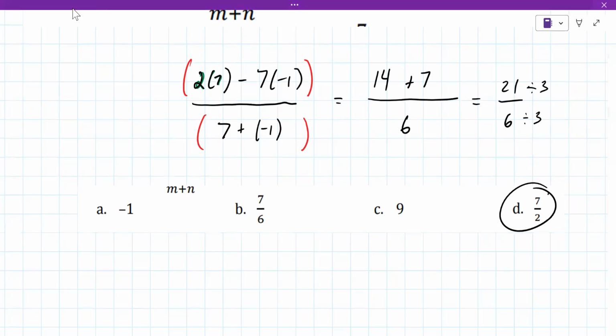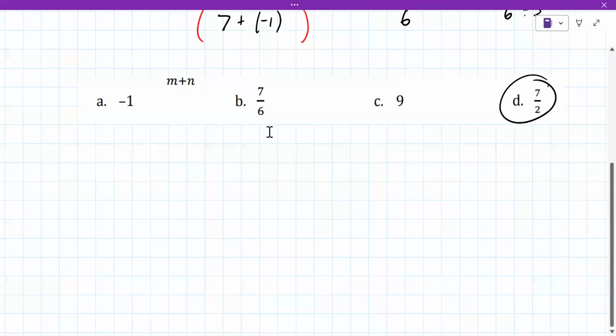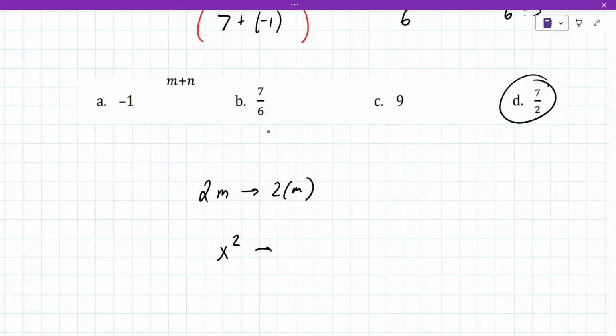Very good. Okay. Really, really important that you substitute in parentheses for negatives like this. You almost want to treat it like 2m really means 2 times parentheses m. Or in the next problem, it's going to be an x squared. You want to treat it like it's parentheses x squared, because it's very easy to make a sign error and get the wrong answer, even though you know how to do it.